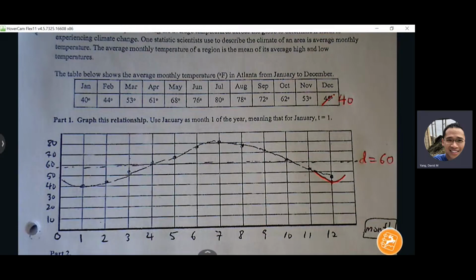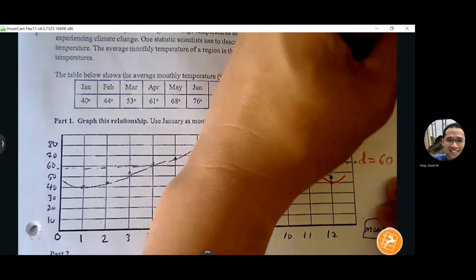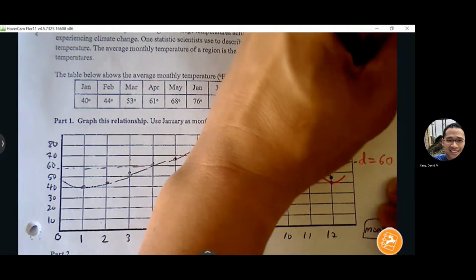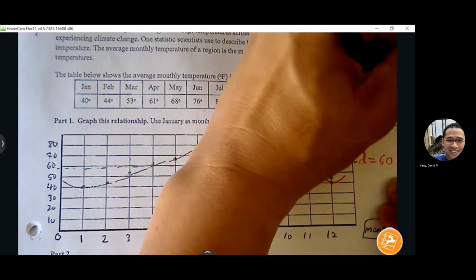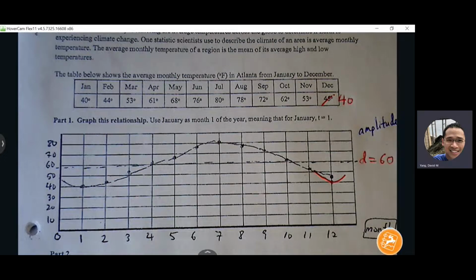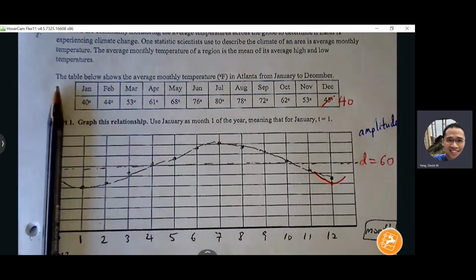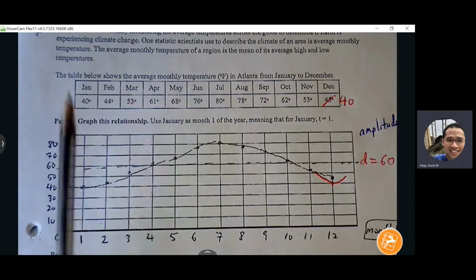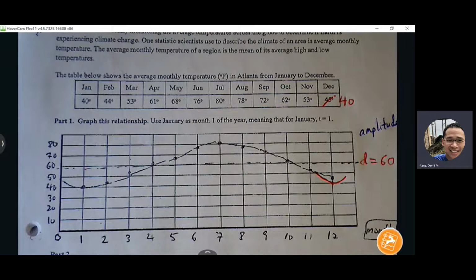Okay, what's our amplitude? 20. The distance from the midline to the peak is 20. Okay, is there a phase shift? It didn't start at 0, right? It starts at 1, so move to the right 1. So our C value is 1.